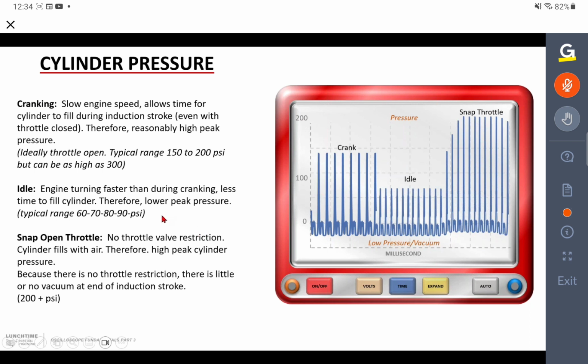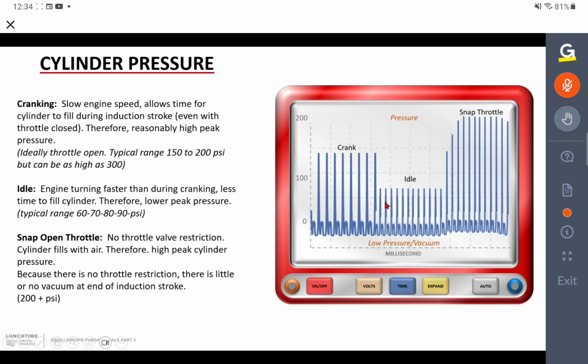If we then start the engine up, and again, don't forget this one cylinder that we're testing is disabled, it's not producing any combustion. So the engine is now going to be turning a lot faster than during cranking. We're going to be running at maybe 800 RPM, something like that, 750 RPM. So the engine's turning a lot faster than during cranking. There is less time to fill the cylinder.